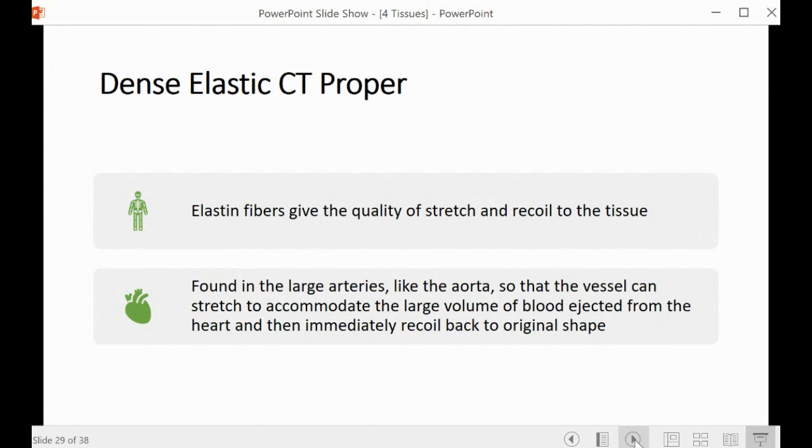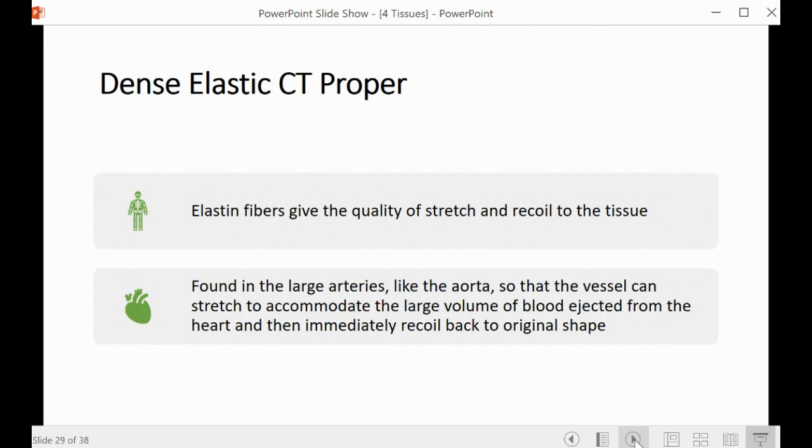We have these elastin fibers. They give the quality of the stretch and the recoil to the tissue. We're going to find this in our larger arteries, our aorta, which comes right off of the heart. Okay, every time your heart beats, we're going to actually have a large volume of blood. It's going to go out of the heart, and it has to go through our aorta. Really, I mean, it's a large amount of blood going straight through that aorta.